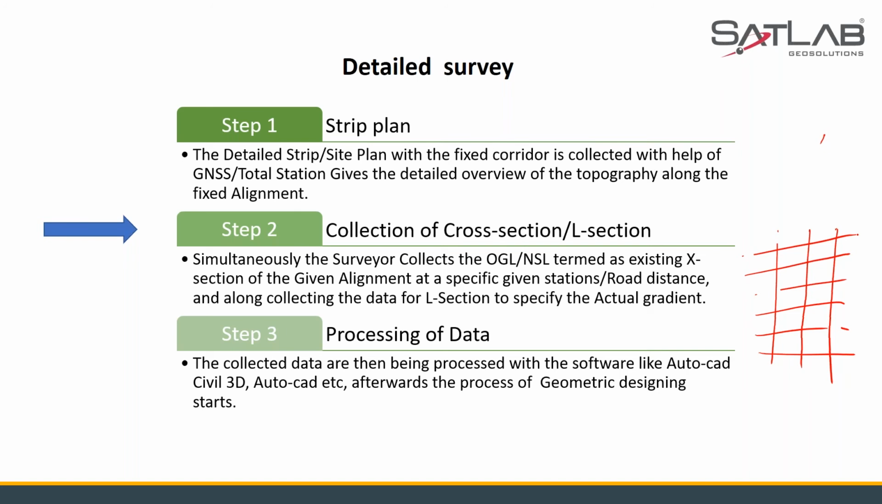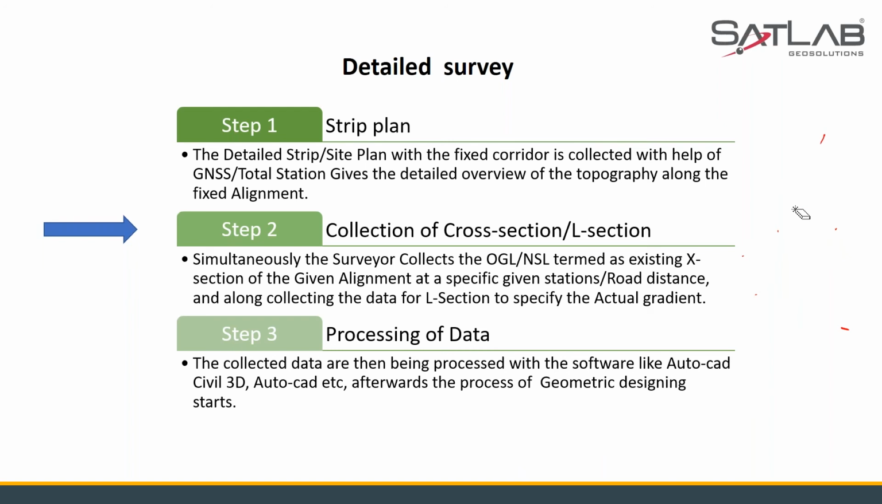The next step is collection of cross sections and L sections. While doing the site plan and the strip plan, I'm collecting the cross sections. That is, I'm collecting the NSLs or the OGLs, the natural surface level or the original ground level. Say, for example, this is my road. I'm collecting my cross sections with a cross section interval of 10, 20.